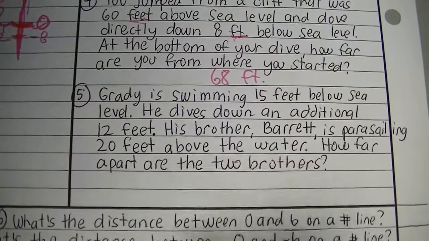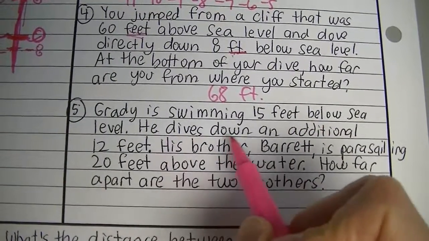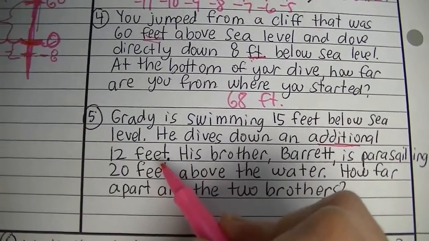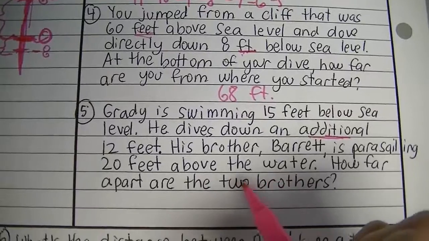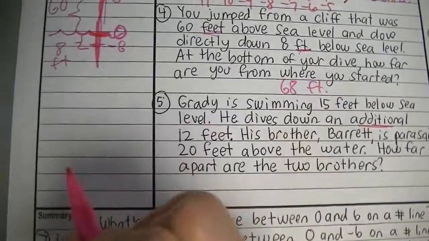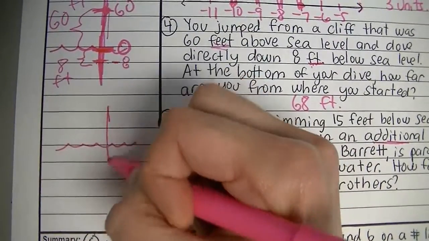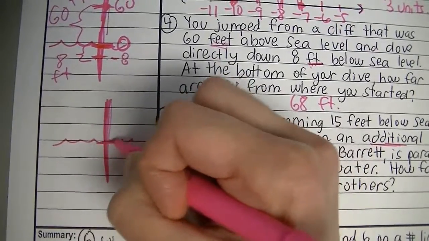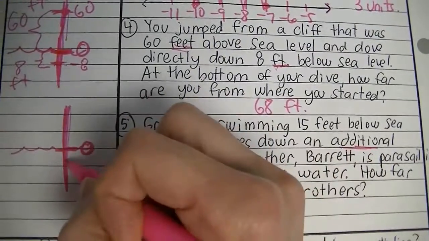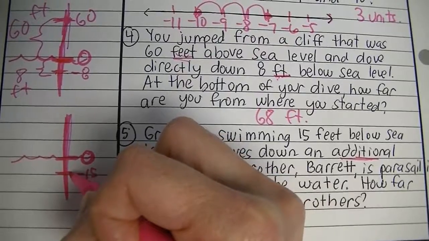All right, number 5. Grady is swimming 15 feet below sea level. He dives down an additional, oh, that means adding to it, 12 feet. His brother Barrett is parasailing 20 feet above the water. How far apart are the two brothers? Okay, so let's go ahead and draw a sketch. So here's my water. We're making that 0, sea level. And Grady's 15 feet below sea level. So since it's below sea level, we're at negative 15. So he's right there chilling, swimming.